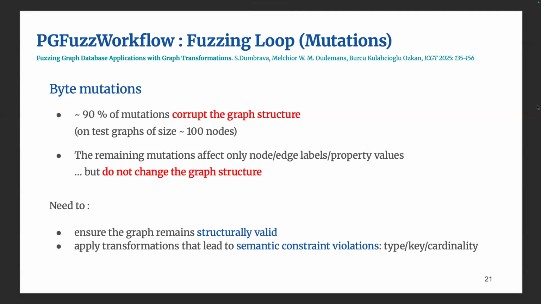But the problem with this approach, which is very basic, is that in practice, 90% of these mutations actually corrupt the graph structure, and the remaining mutations that do not corrupt the graph structure only impact property values, but not in a non-trivial way the structure of the graph. So this led us to want to apply transformations, really graph transformations, to the graph inputs to obtain more interesting test cases, and in particular to obtain those that lead to semantic constraint violations, so key and cardinality in particular.